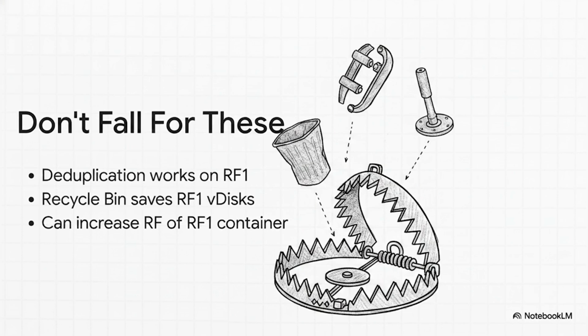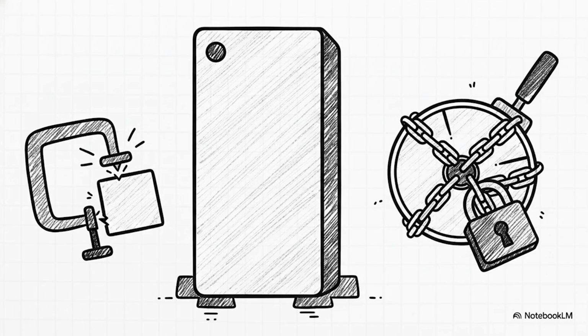Trap 1. They'll give you a scenario about optimizing storage on an RF1 container and offer deduplication as the answer. Trap 2. They'll present a story where a junior admin accidentally deletes a VM on an RF1 container, and they'll ask how long you have to recover it from the recycle bin. And Trap 3. They'll ask you for the specific steps to upgrade or increase the replication factor of an existing RF1 container to RF2. Remember, every single one of these actions is literally impossible. Please do not fall for it.